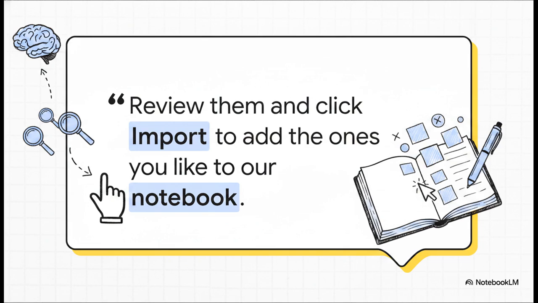Once they've loaded, you can review them and click Import to add the ones you like to our notebook. This right here is exactly where that human-in-the-loop element really shines. You see, you aren't just blindly accepting everything the search found. You are actively reviewing your command center and selectively choosing to import only the most relevant, high-quality sources into your digital notebook. Basically, you are the curator. The AI is simply your hyper-fast assistant, fetching all the best options for you.